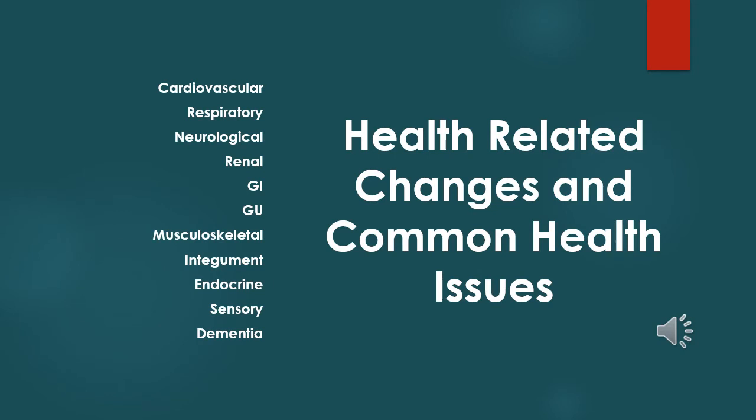We are starting with health-related changes and common health issues. As you can see on the left hand of your slide, it goes over the different body systems and organs. And you'll also see that dementia is at the end because this is a common change and common health issue that we see with the elderly population.